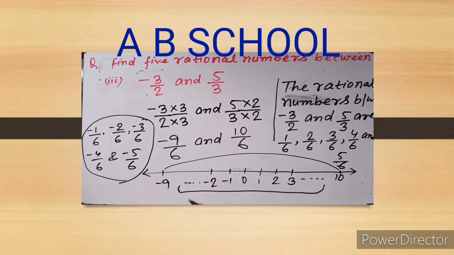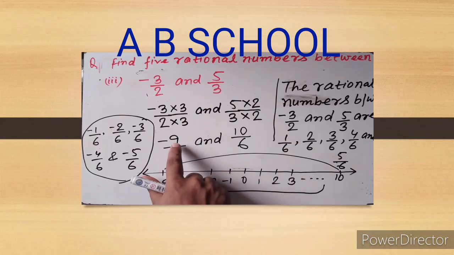So these all are rational numbers. Also you can write -5 upon 6, -6 upon 6, -7 upon 6, -8 upon 6, and on this side also you can write in the positive side 5 upon 6, 6 upon 6, 7 upon 6, 8 upon 6 and 9 upon 6.